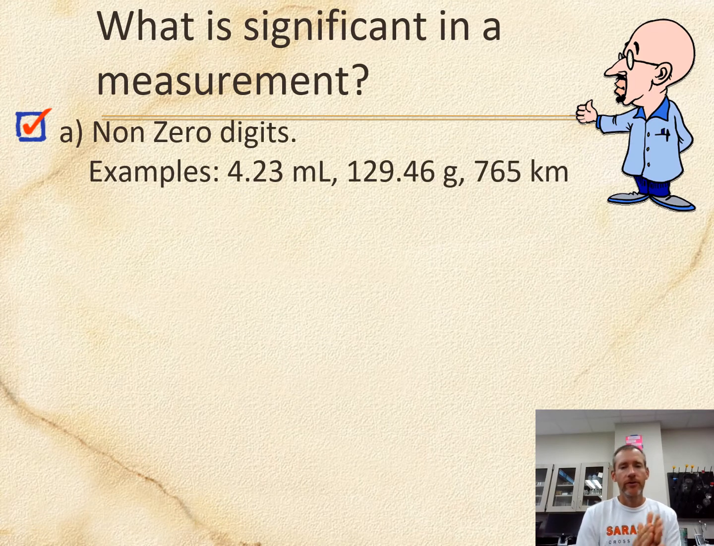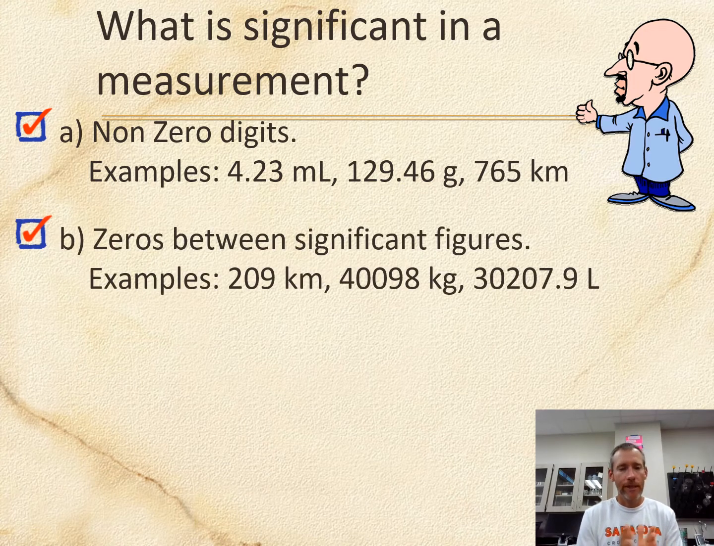Alright, so here are some of the rules for sig figs, determining how many you have. So the first one's easy. Any non-zero digit is significant. So any number that isn't a zero is significant: 4.23, 129.446, 765.